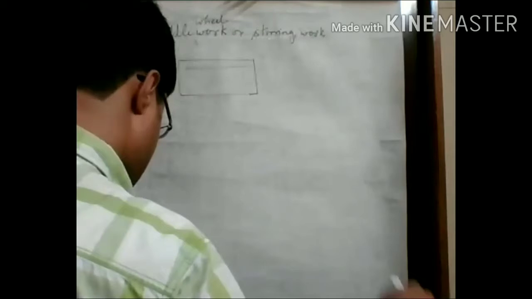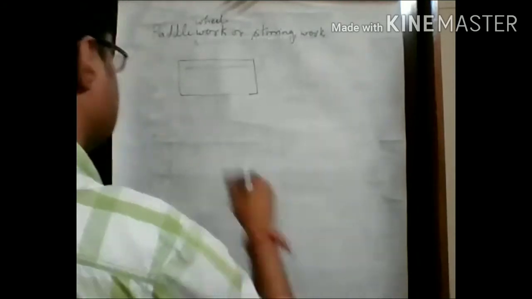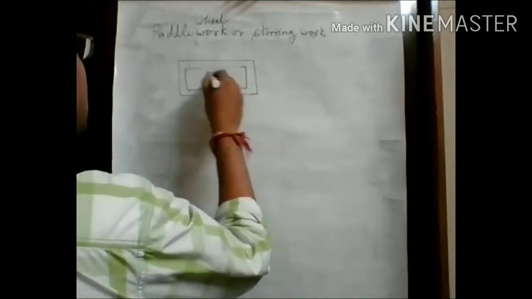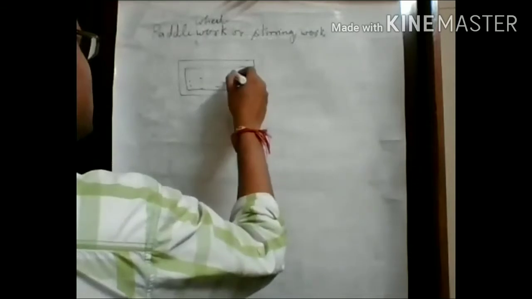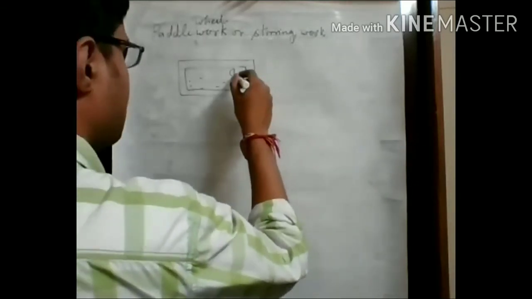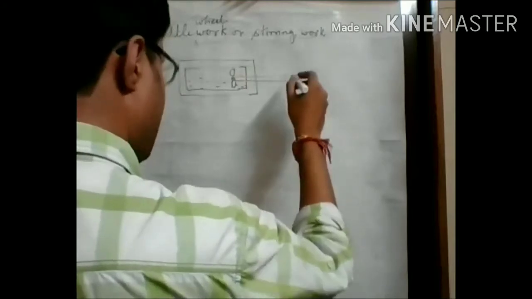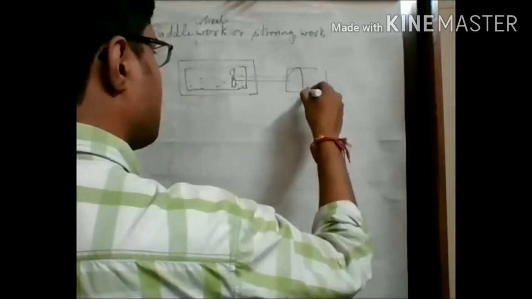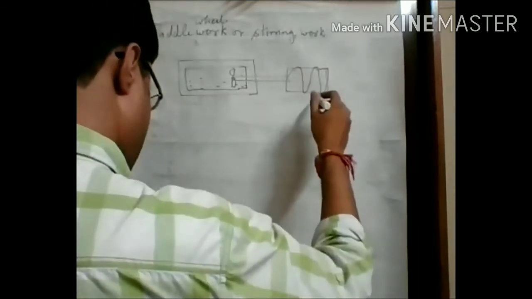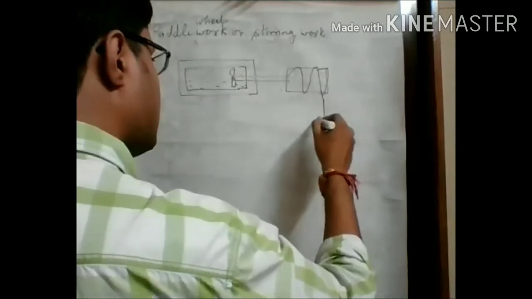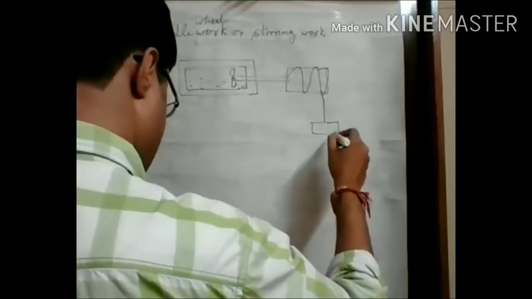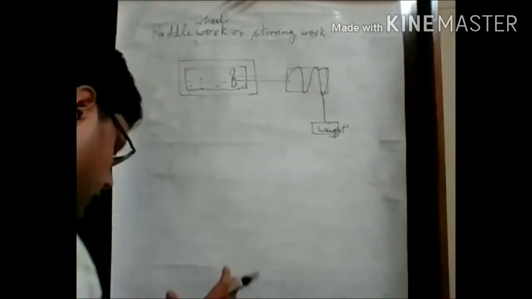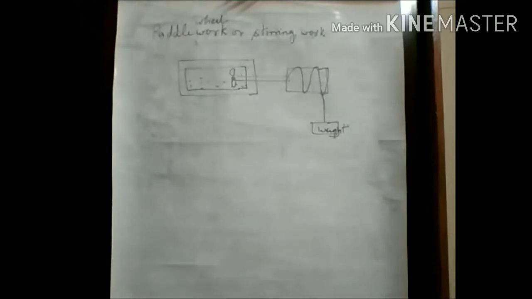This is one system which has some fluid. And this is a paddle which is connected with this shaft, and this shaft is connected with this weight. This is the weight. Okay. So we have to calculate this spindle work.